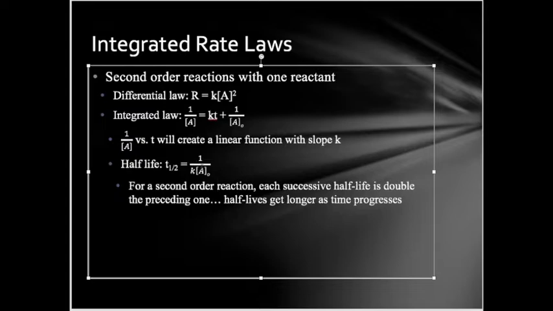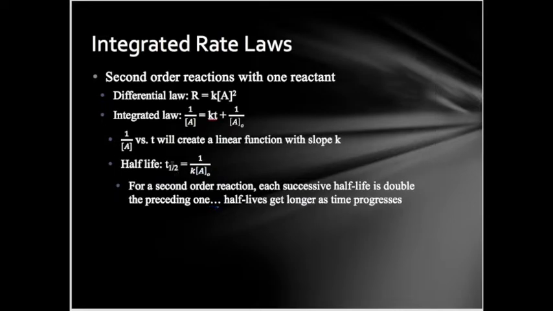You don't really need to understand this equation, you need to know it conceptually. For a second order reaction, each successive half-life is double the preceding one. Half-lives get longer as time progresses, okay? Because this concentration down here is going to be getting smaller, so I'm dividing 1 by a smaller and smaller number. My half-life gets bigger and bigger. 2 key things for second order reactions: the integrated rate law is a linear relationship between 1 over concentration versus time data, and the half-life for the reaction gets longer and longer. Remember, for first order, the half-life was constant.